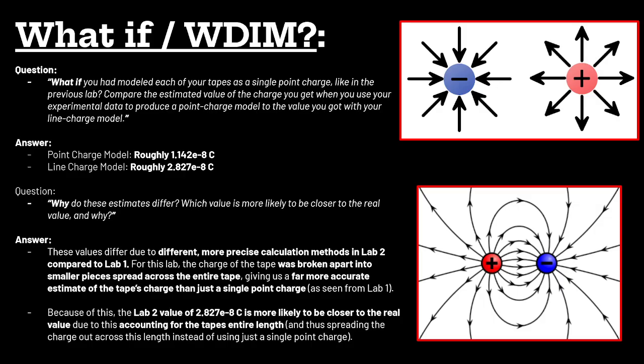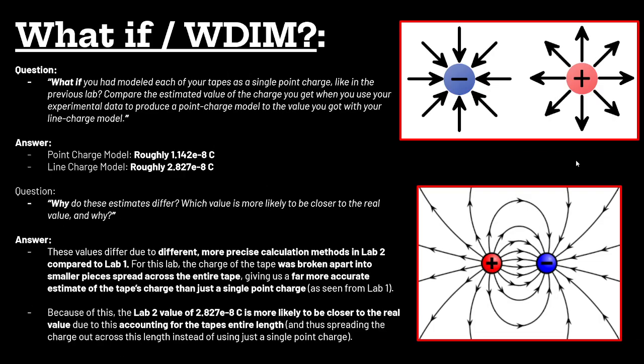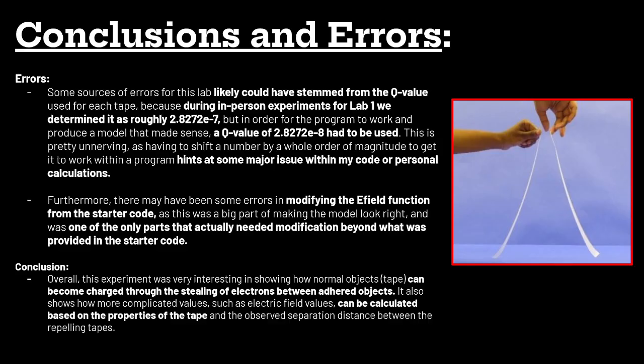And they likely differ because there was a lot more precise calculation methods used in lab 2 compared to lab 1. We broke the tape up into multiple smaller point charges, as you can see with these dots here, compared to just one single point charge. And this gave us a far more accurate estimate of the tape's charge than just that single point charge. And then because of this, the lab 2's value of the 2.27 e negative 8 is likely to be more close to the real value because it accounts for the entire tape's length.